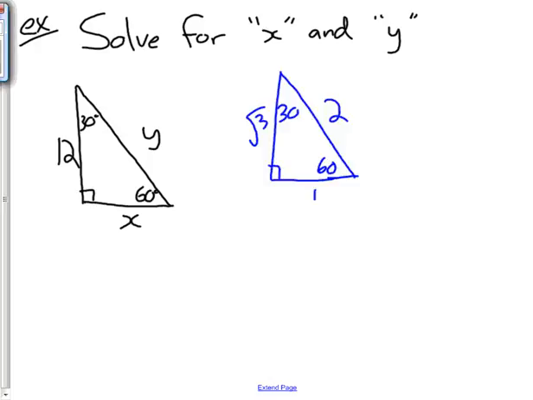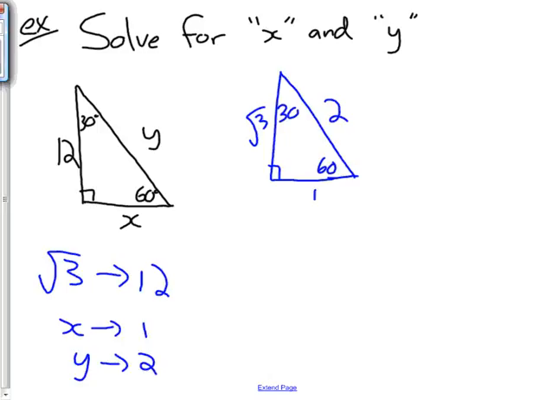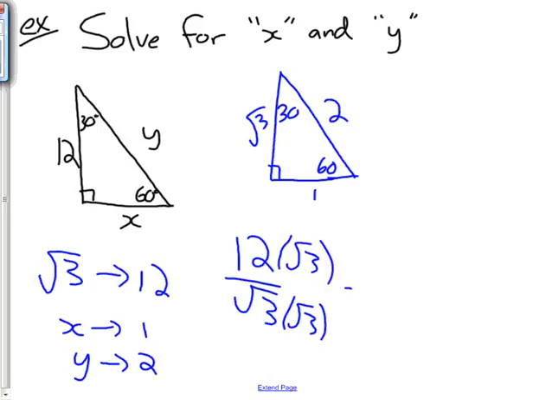We want to find x and y. So we know that root 3 matches up with 12. We know that x matches up with 1. We know that y matches up with 2. How do we find it? When we multiply root 3 by 12, what do we get? Four root 3, so that's what we multiply our original triangle by to get our new triangle.